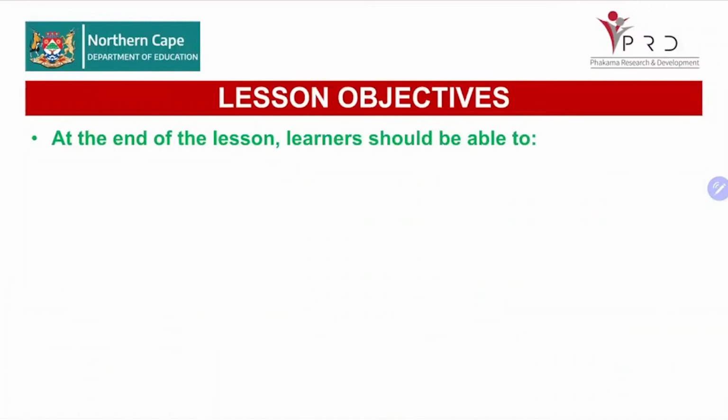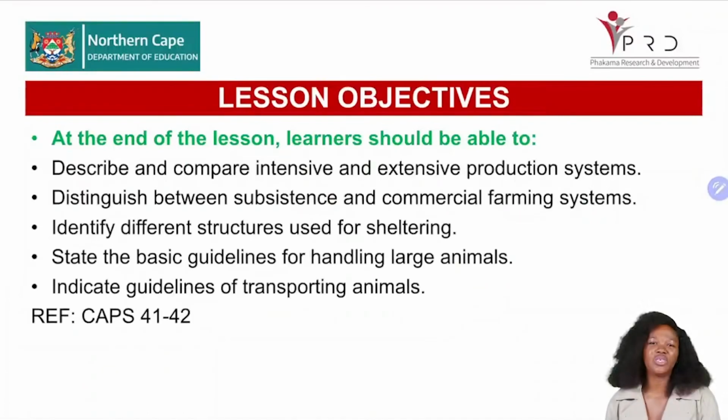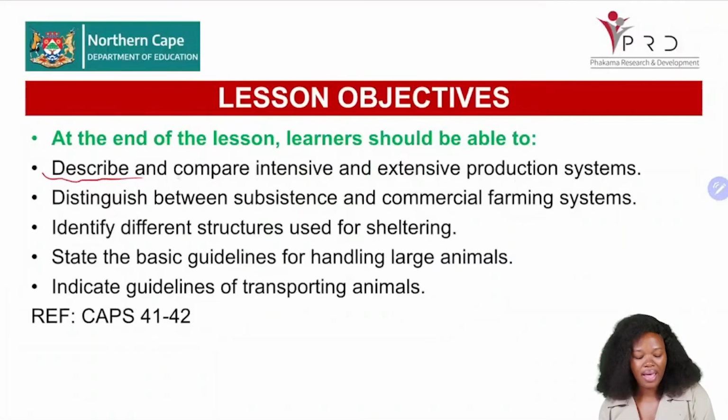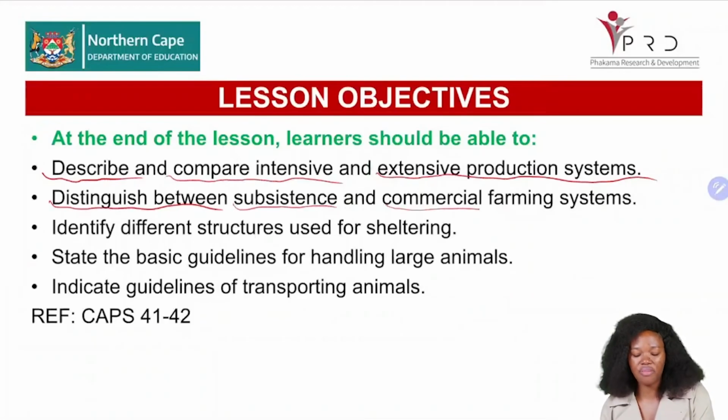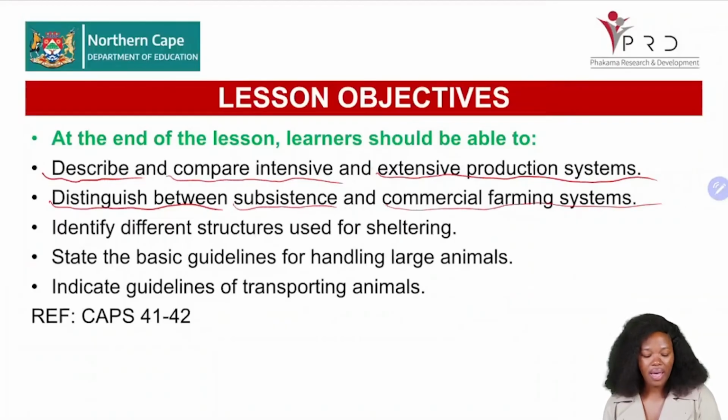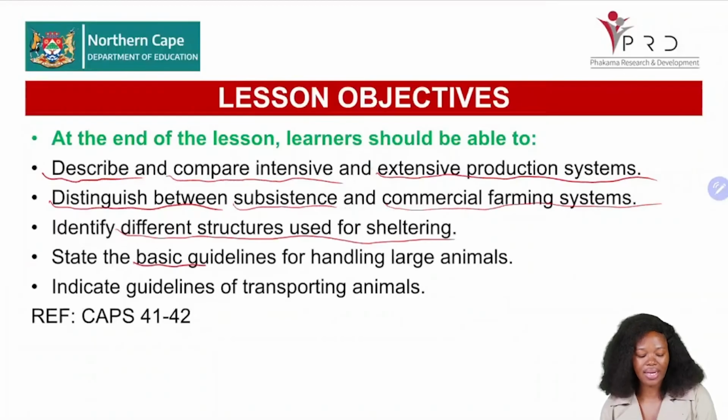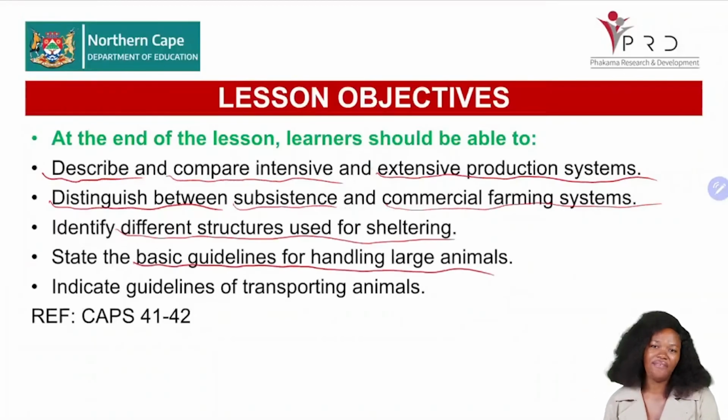Learners, by the end of this lesson, firstly, you should be able to describe and compare intensive and extensive production systems, distinguish subsistence and commercial farming systems, identify different structures used for sheltering that act as a house, state the basic guidelines for handling large farm animals, and indicate the guidelines of transporting farm animals.